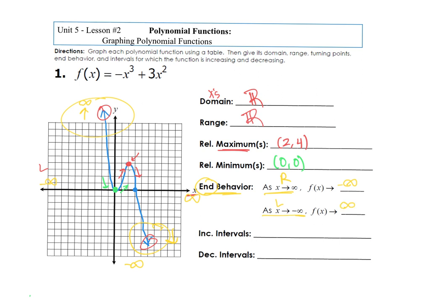Now, our next part, our increasing and decreasing intervals. Again, we use x values to describe where we have positive and negative slope. We basically divide our graph wherever we have a turning point. So I have a turning point here and a turning point here. So I have 1, 2, 3 sections of line based off where the turning points are.